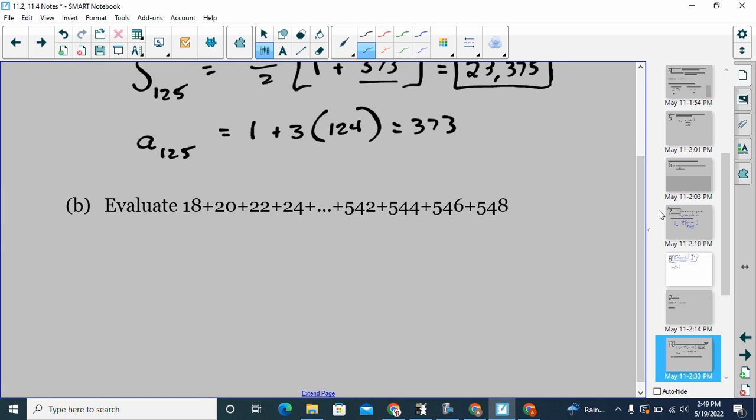Part B, similar problem. We have an arithmetic series here. We're trying to add up the terms of an arithmetic sequence. Notice it: plus 2, plus 2, plus 2. Don't just add up these 8 numbers. There's a whole bunch of numbers in between there. That dot, dot, dot means there's other stuff in there that we don't know.